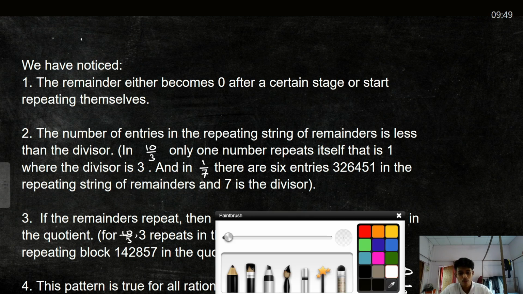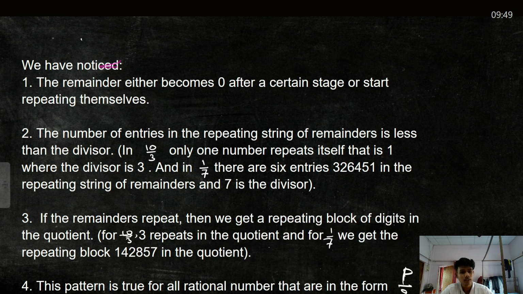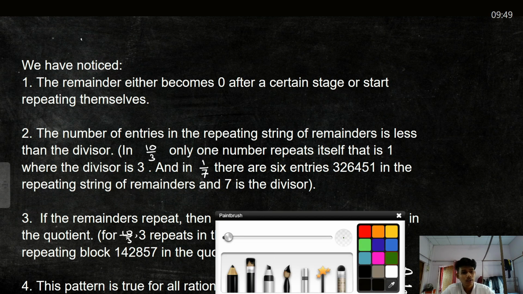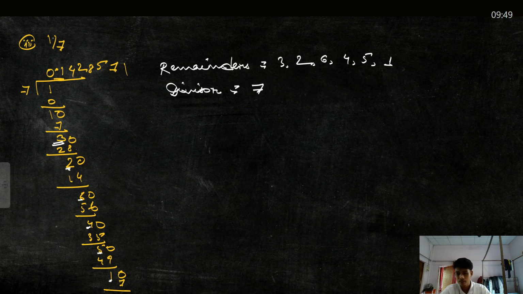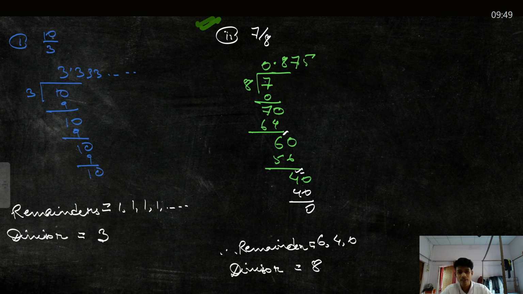Now here we have noticed that the remainder either becomes 0 after a certain stage or repeats itself. In one case we have seen that the remainder becomes 0 after a certain stage, and in the other we have seen that the numbers are repeating themselves.